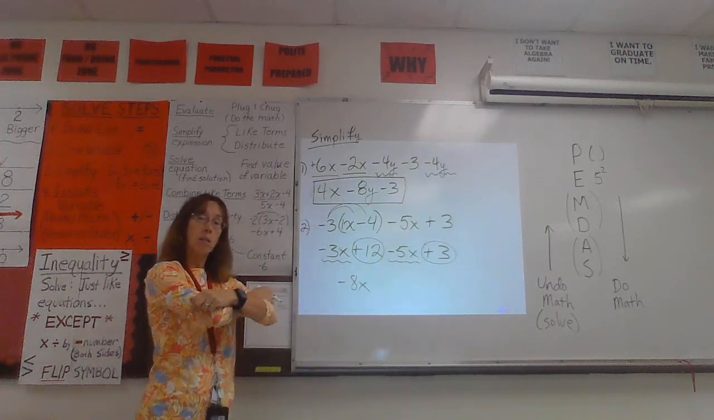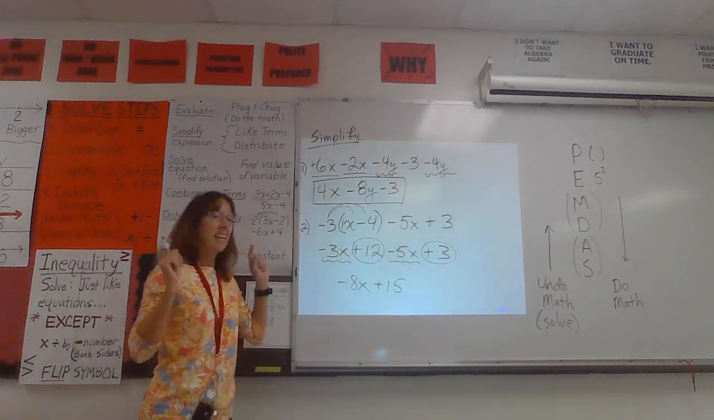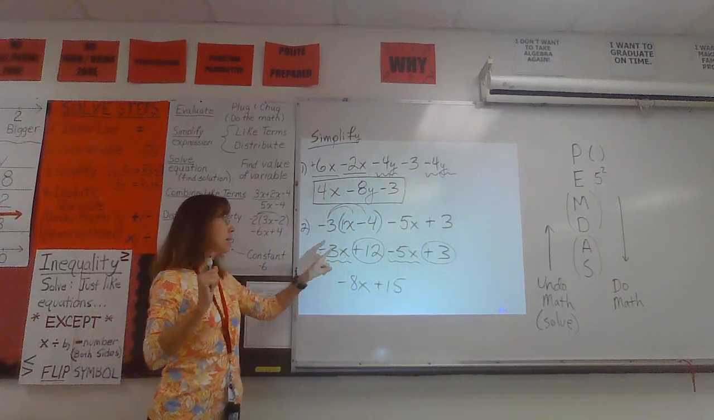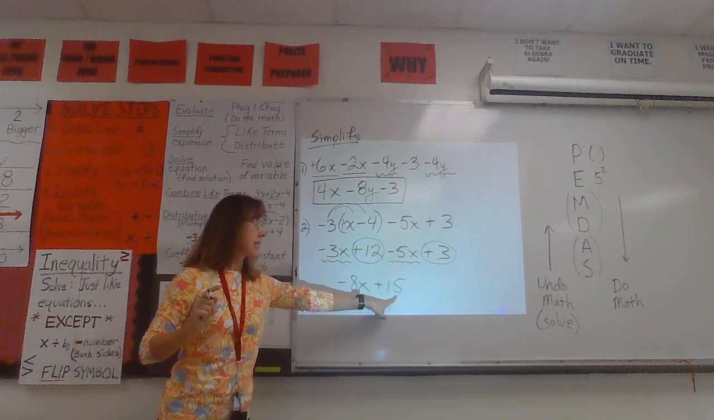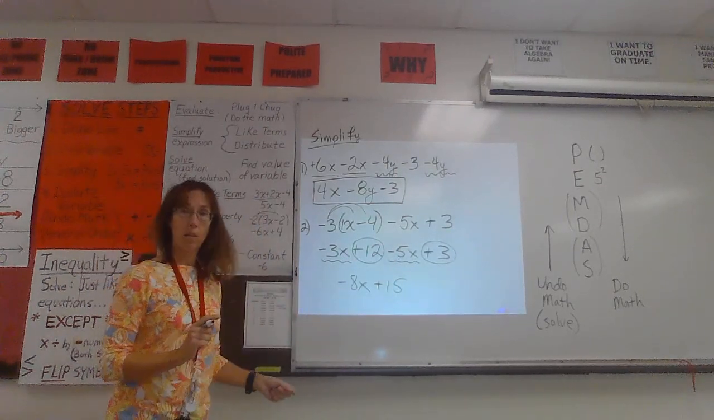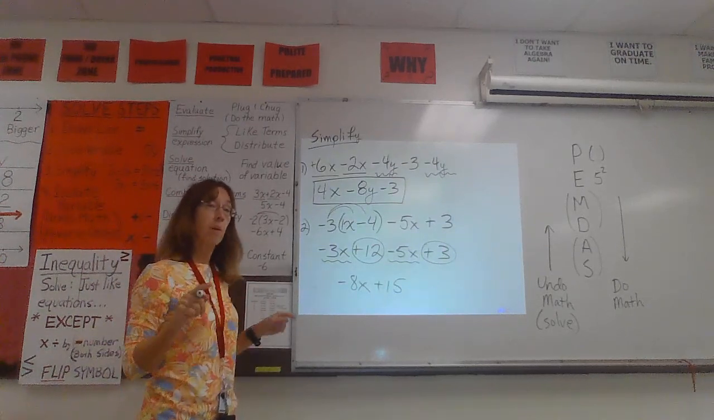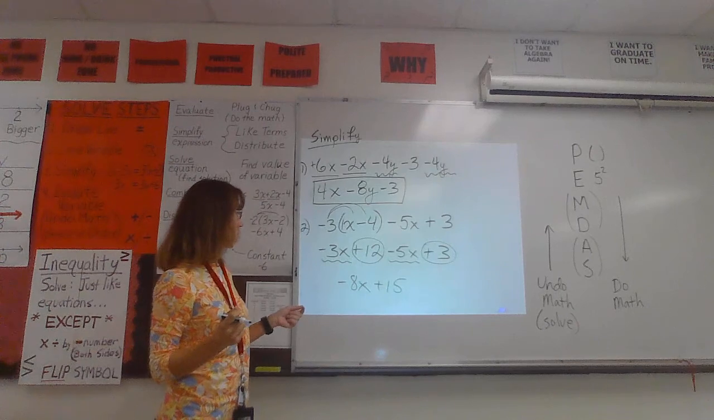A lot of good guys. How many good guys do we have altogether? You are correct, positive 15. Now, the question is, can I combine this negative 8x and the positive 15? Can we? What do you think? I heard you. I think you're right. We cannot combine them. Why can we not combine them?